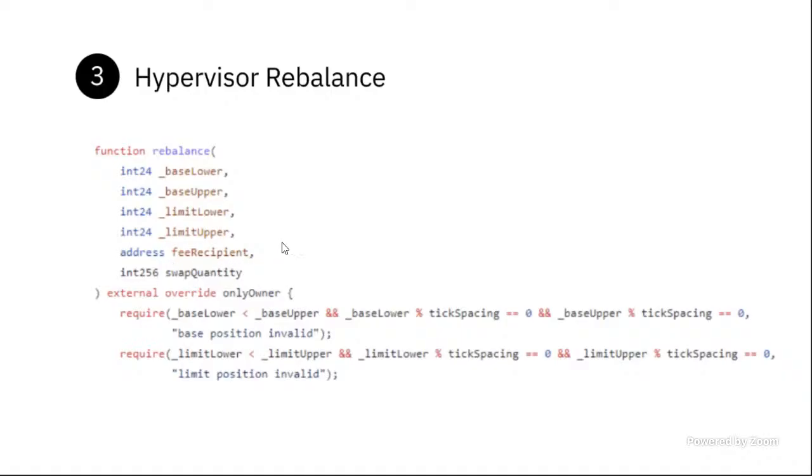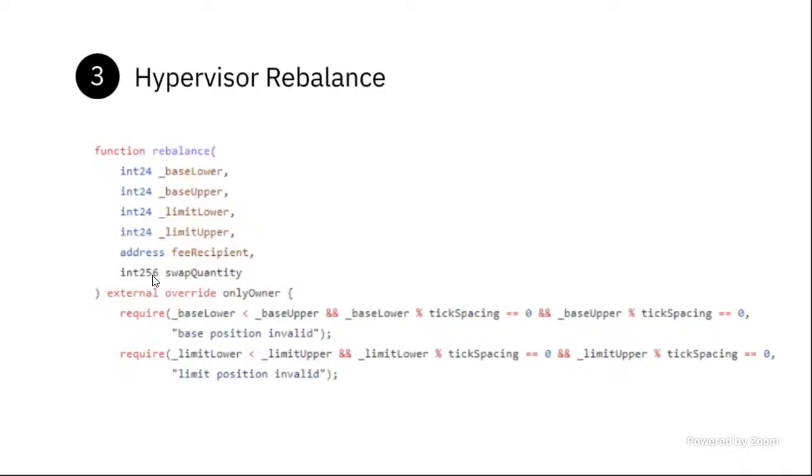Finally, fee recipient. Make sure that the hypervisor, which Visor takes a 10% cut of the fees that are earned in each hypervisor and returns it to our stakers, people who own Visor and stake it into the protocol. And this tells you which address should receive it.